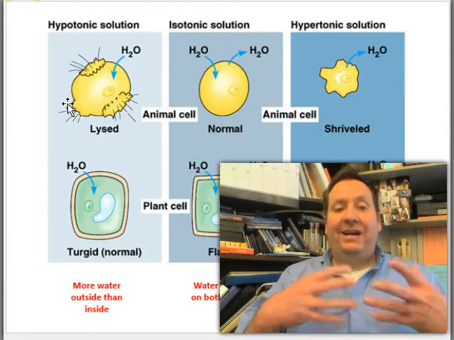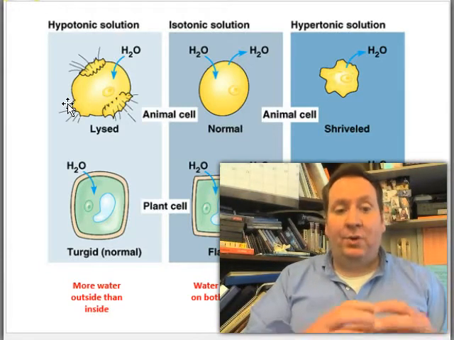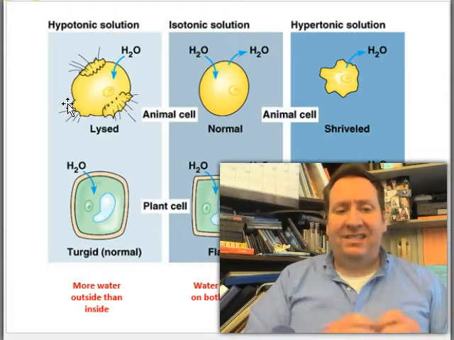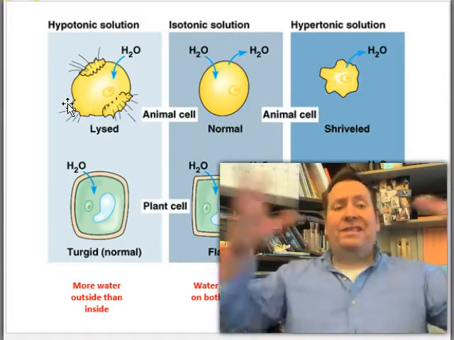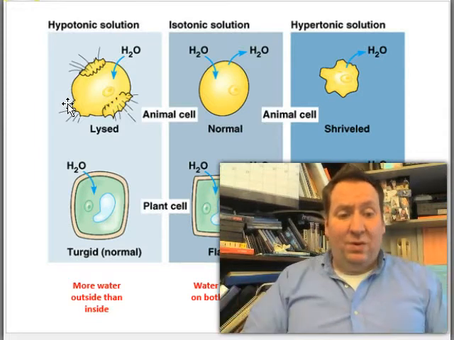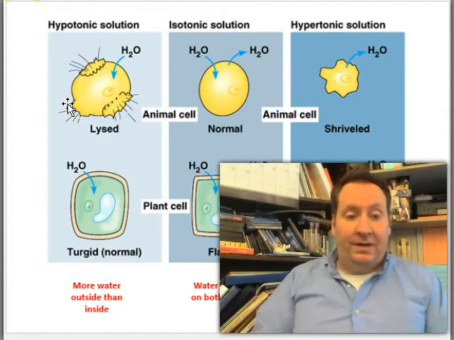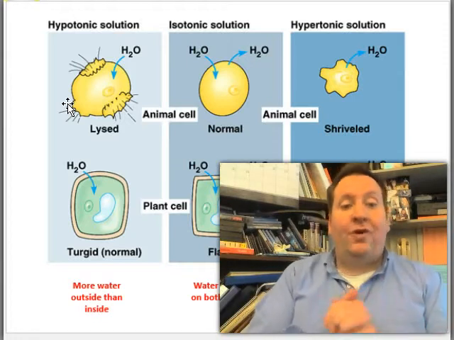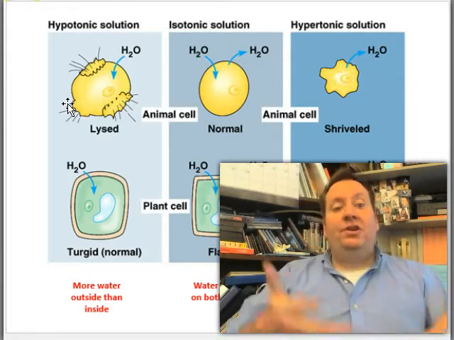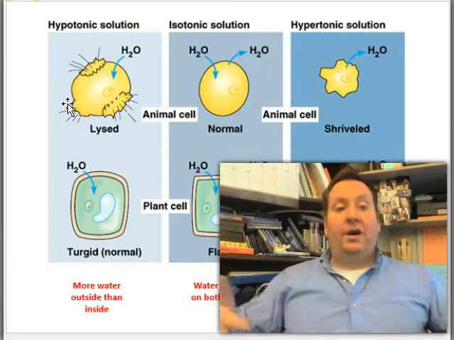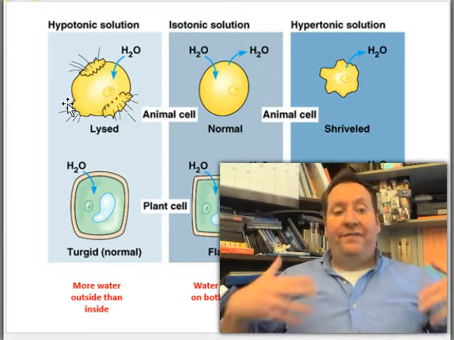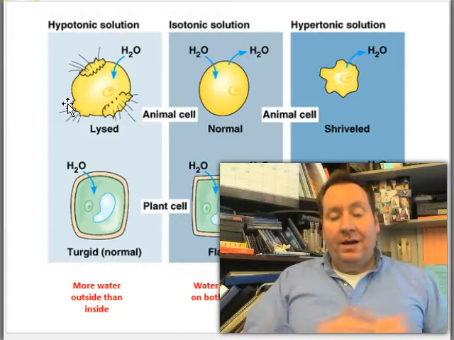So if I put a cell in a hypotonic solution, a lot of times it's going to expand. Sometimes it'll expand so much, if it's an animal cell, it will bust open and it will lyse, and that's a bad thing. If a cell busts open and bursts, your cell dies inside of you. This could be a situation where you overhydrate yourself. You drink too much water, and you continue to drink water, and your body can't expel it fast enough. The cells inside your body may bust.